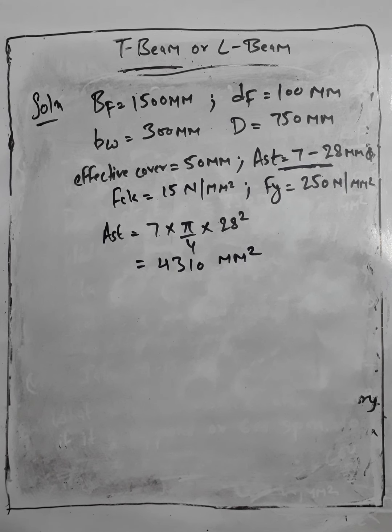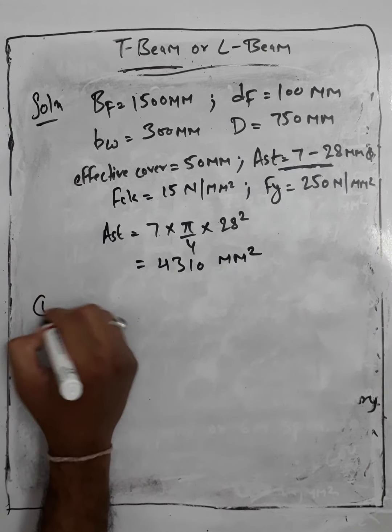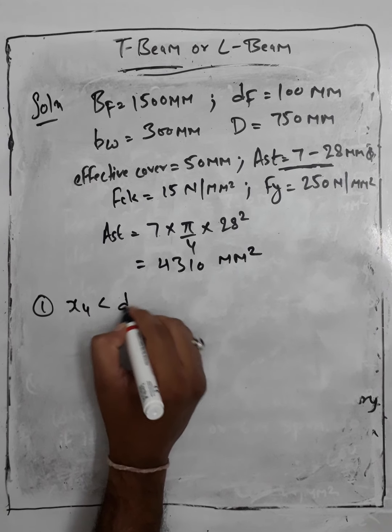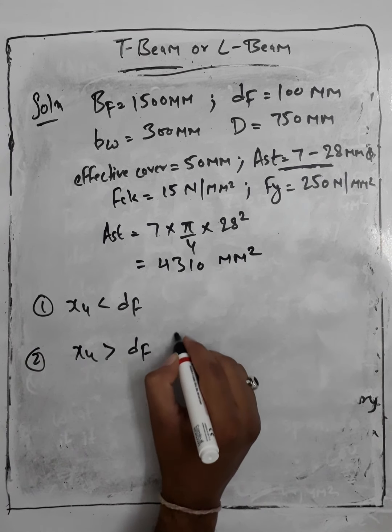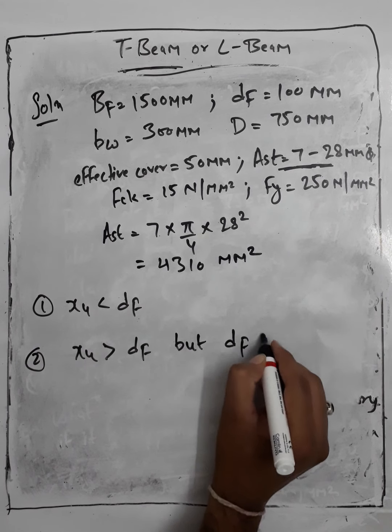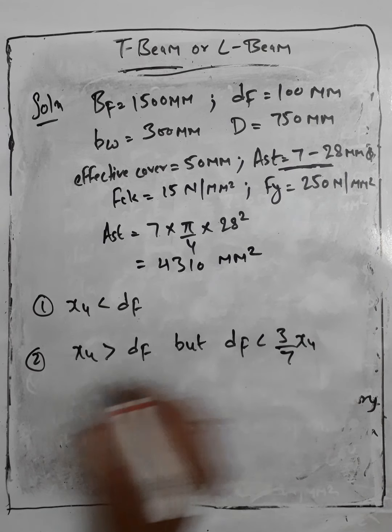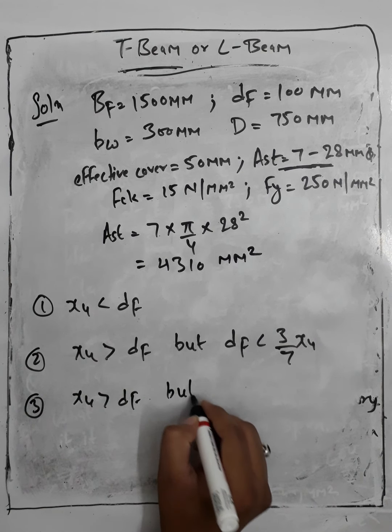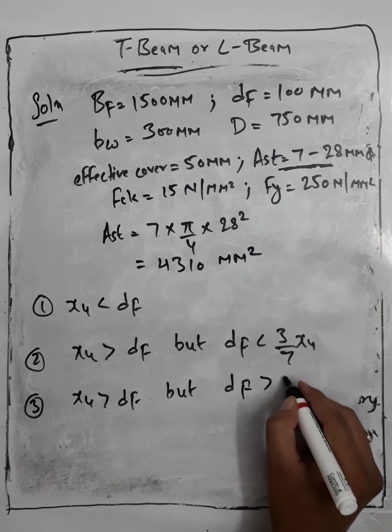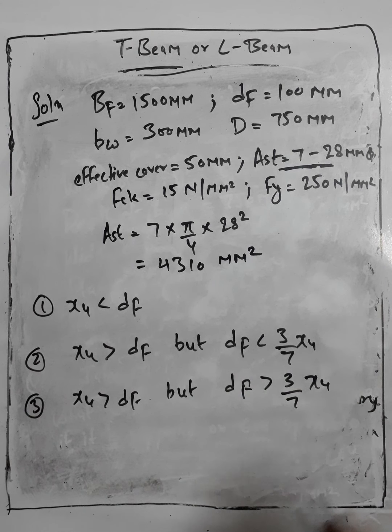Our first criteria is, we know that in a flanged beam or T-beam we have three cases. First case is XU is less than DF. Second case is XU is greater than DF but DF is less than 3/7 XU. And third case is XU is greater than DF but DF is greater than 3/7 XU. These three conditions we have, and we don't know which condition applies for solving this problem.